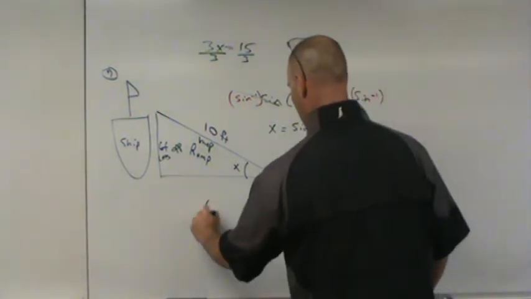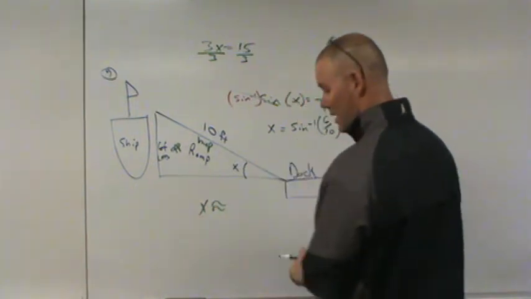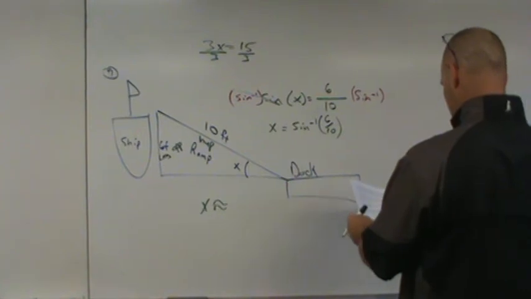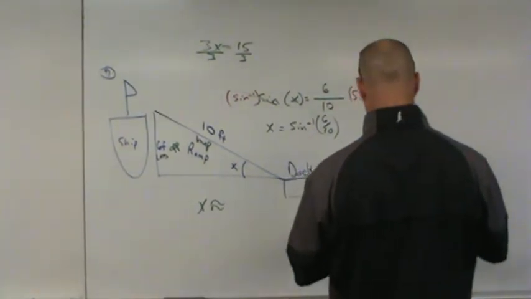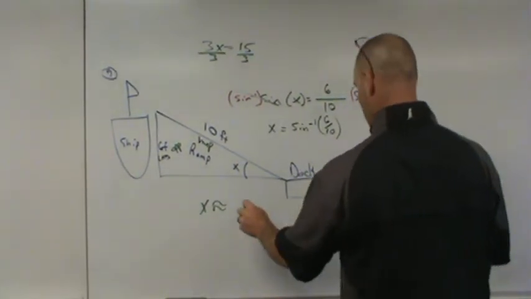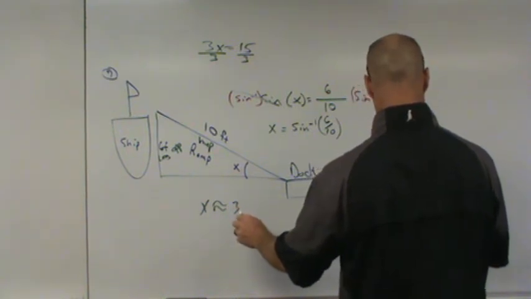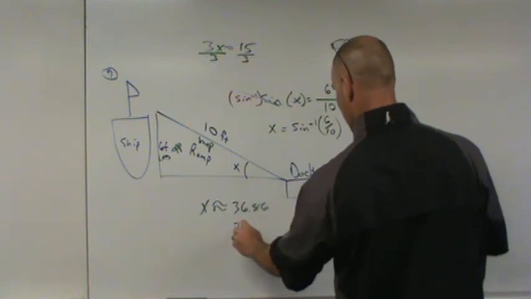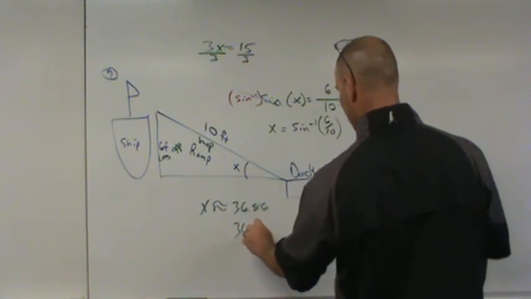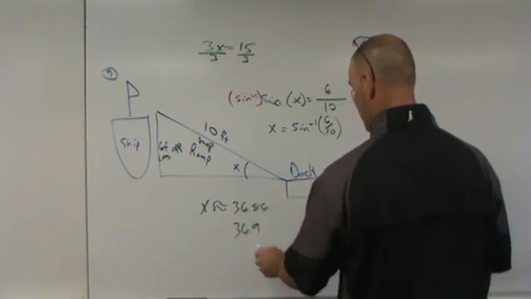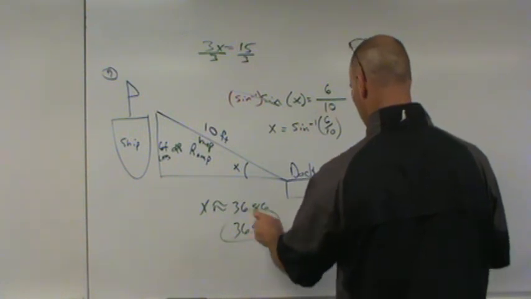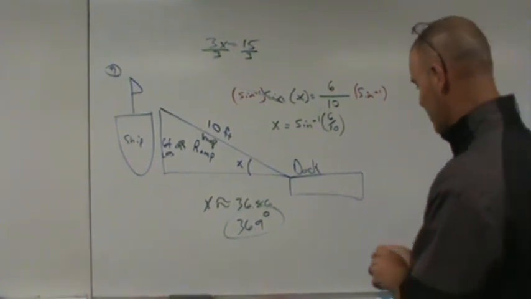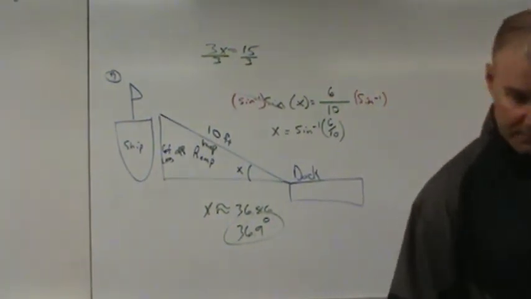And X is going to be approximately, if you look in here, 36.86, or 36.9. I put my answer in feet, which is ridiculous, because it's degrees. Even if you put 37 degrees, that would be reasonable. All right, so there you go. There's the last of the scenarios. That's what we did in class on Wednesday. And there you go.